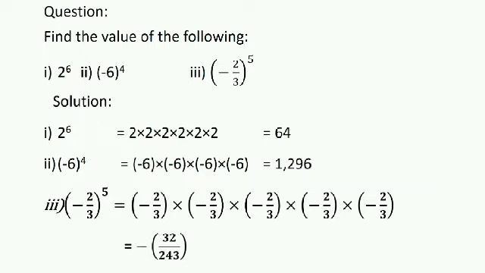Second one, minus 6 to the power 4. Here, minus 6 is multiplied 4 times by itself, and that is 1296.